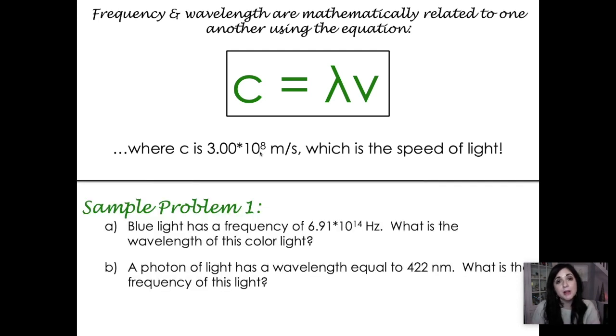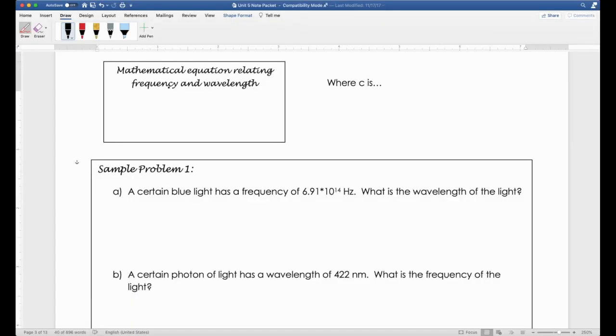Let's do these 2 sample problems, and then we'll do some additional practice problems after that. All right, so before we go over sample problem 1, let's talk about this equation one more time. Of course, the frequency of a type of radiation and the wavelength of the type of radiation are inversely proportional. And for any type of radiation, we can calculate either one of those variables if we know the other one, because the speed of light is equal to the wavelength times the frequency.